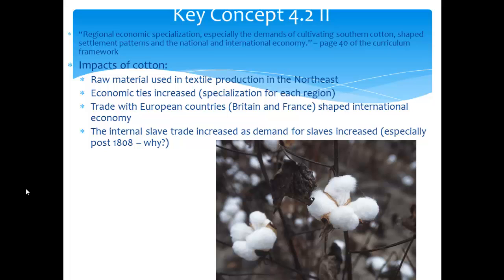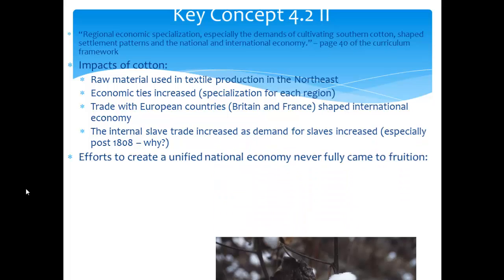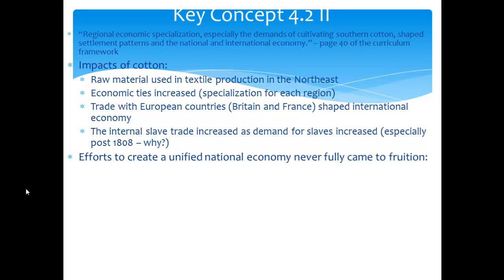Yes, you do. The international slave trade was outlawed. So now the internal, or within the United States, slave trade will increase. There are efforts to create a unified national economy, but these never really come to full fruition.